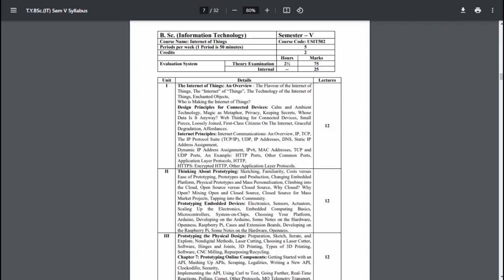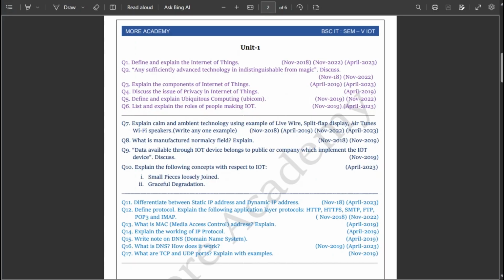In this video, we are going to discuss Unit 1 of IoT. In this unit, there are three chapters. First, Internet of Things and Overview. Second, Design Principle for Connected Devices. Third, Internet Principles. As we have provided you the question bank, they are of three color codes.